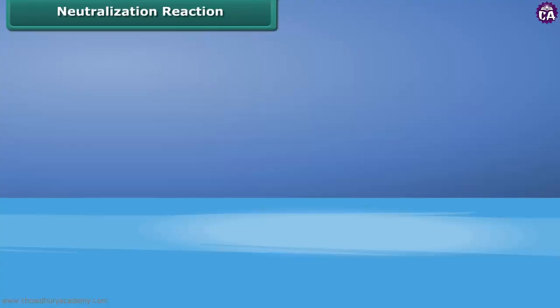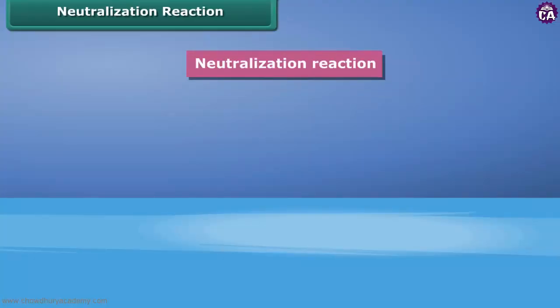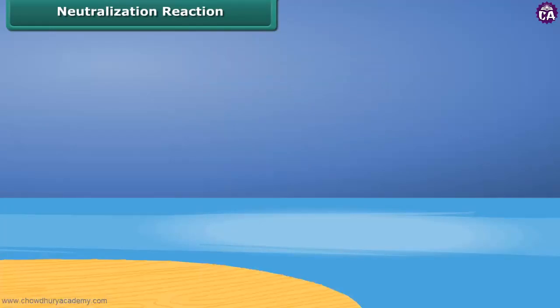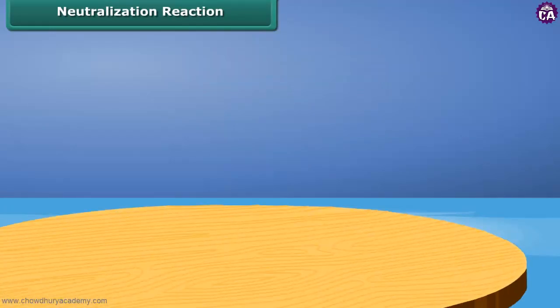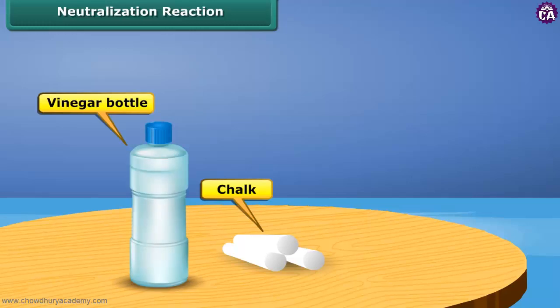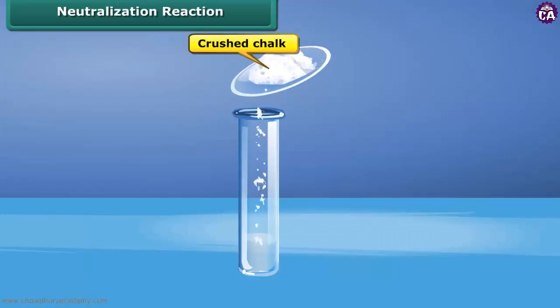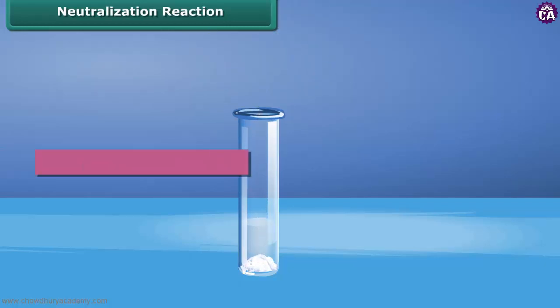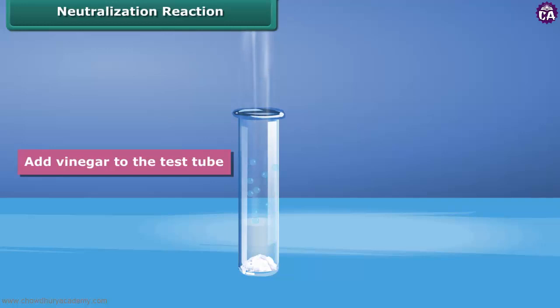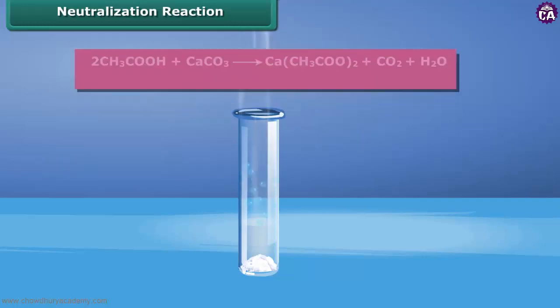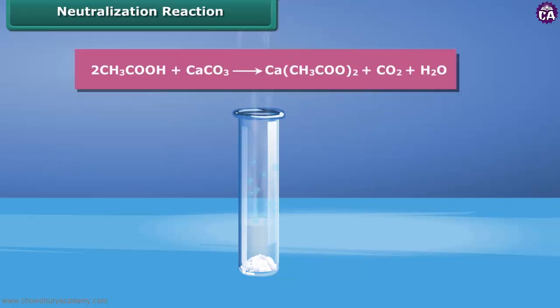Let us do an activity to understand the neutralization reaction. Materials needed are a piece of chalk, vinegar and a test tube. Drop some crushed chalk in the test tube. Add vinegar to the test tube. Watch what happens. The chalk reacts with the vinegar.